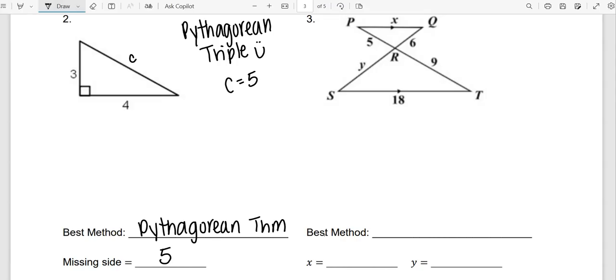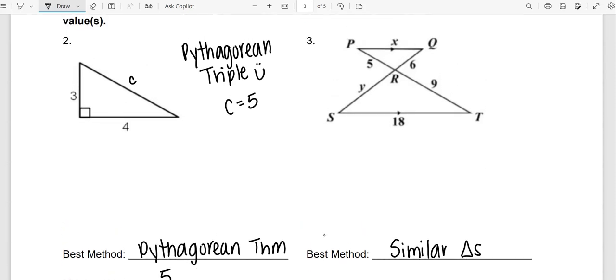What's my method on number 3? Similar triangles. Good. Similar triangles means that I'm going to have to set up a proportion for this. What's a proportion? It's like 3 over 4. Yeah, it's like a fraction, right? Yeah, it's a fraction. So x is proportional to what? 18. Okay. Y is proportional to what? So we need to pick something. If y is in the bottom triangle, we got to pick one in the top triangle. It would be 6. And then 5 is proportional to 9.